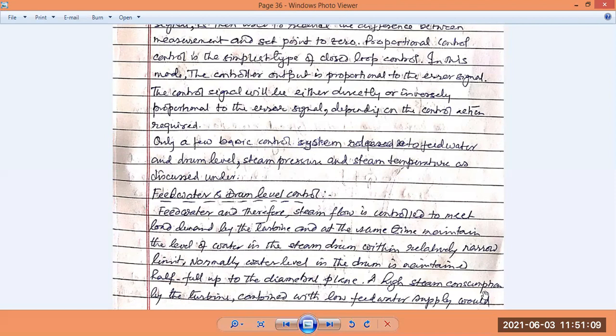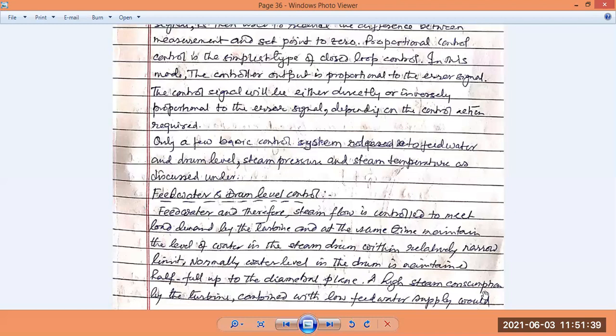Normally, steam flow is controlled to meet the load. At the same time as we meet the load, it is keeping the level of the water inside the drum within the desired narrow limit. Normally the level in the drum is maintained at half up to the diameter plane.